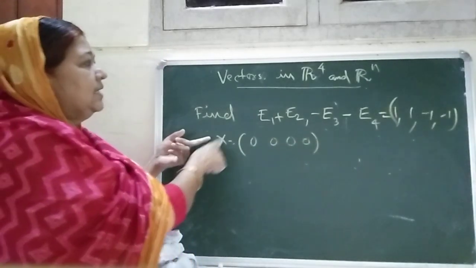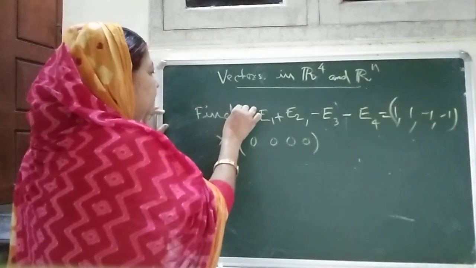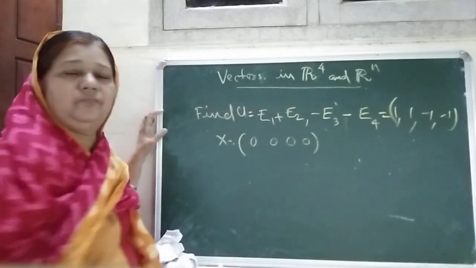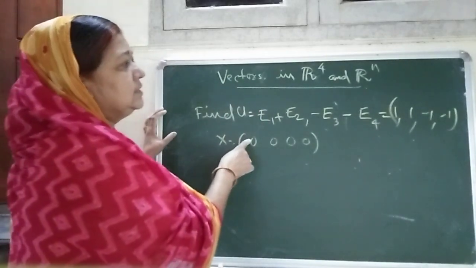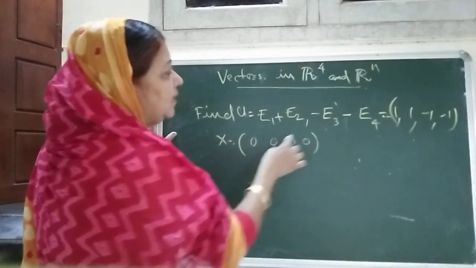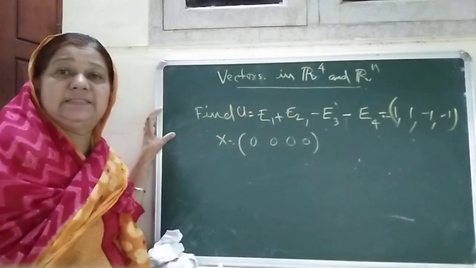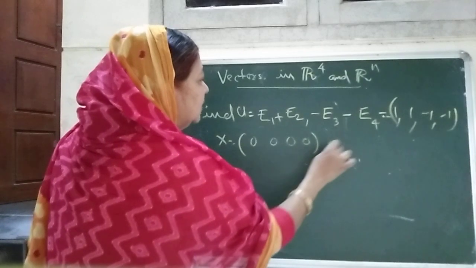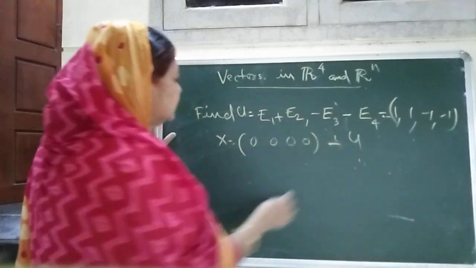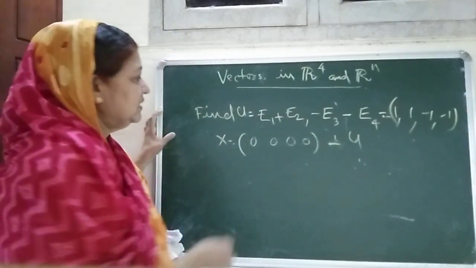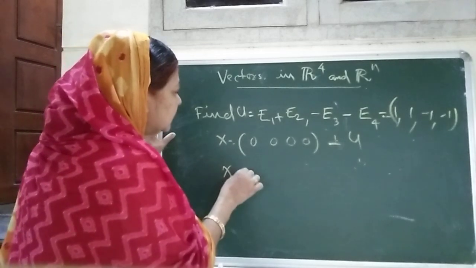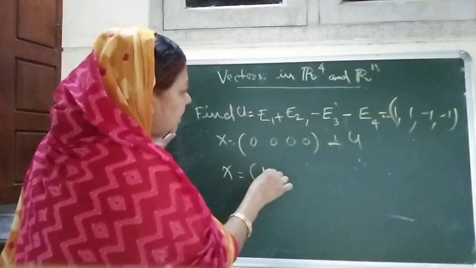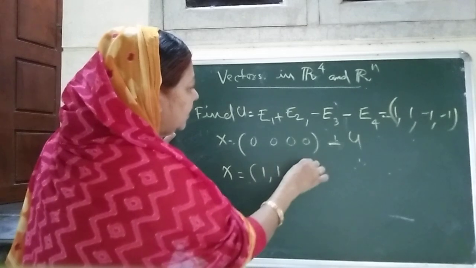We can see that x dot this vector, say v or u. What is x dot u? 0 into 1 plus 0 into 1 plus 0 into minus 1, etc. Therefore, this vector x is orthogonal to u. Similarly, we can find another vector, say x equal to, say, 1, 1, 1, 1.